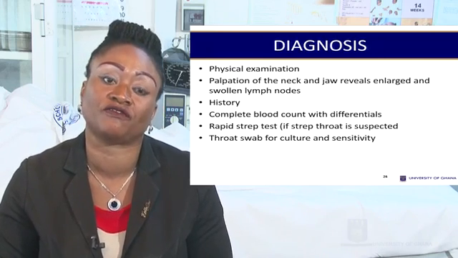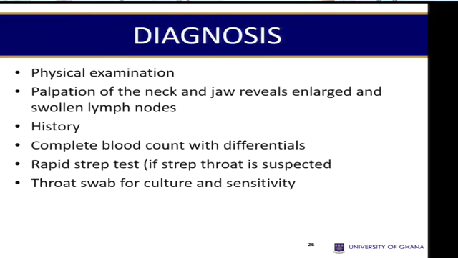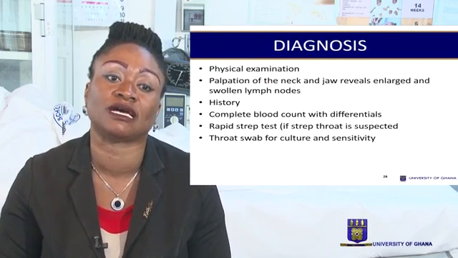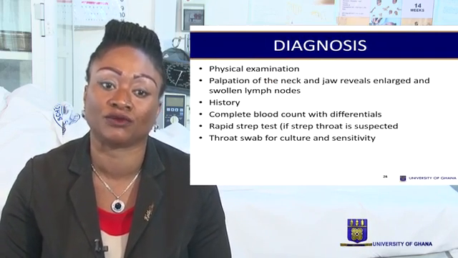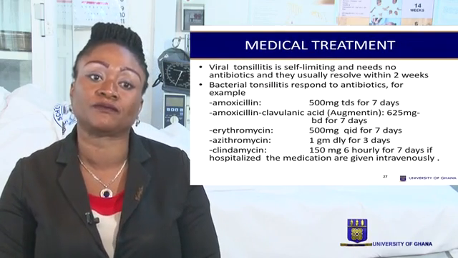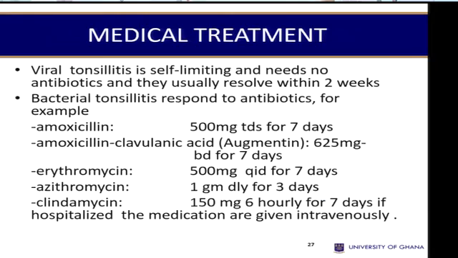It's diagnosed through physical examination. Palpation of the neck and jaw may reveal enlarged swollen lymph nodes. Diagnosis is also through history, complete or full blood count, and then throat swab or culture and sensitivity. The following are some of the medical treatments given.